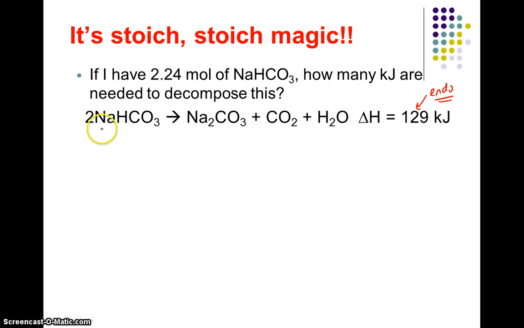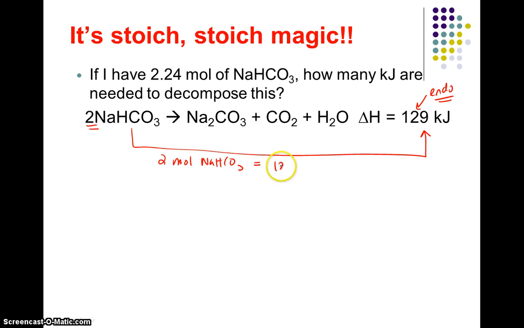Now, how we link these two things together is it's just like a recipe. Since our coefficient is 2 in front of our NaHCO3, that means for every 2 moles of NaHCO3 that I put in, I am requiring 129 kilojoules of energy in order for the decomposition to actually take place. So we can set it up just like a dimensional analysis problem. This is going to be our link between moles and heat. So we want to know how many kilojoules are needed to decompose 2.24 moles of sodium bicarbonate.